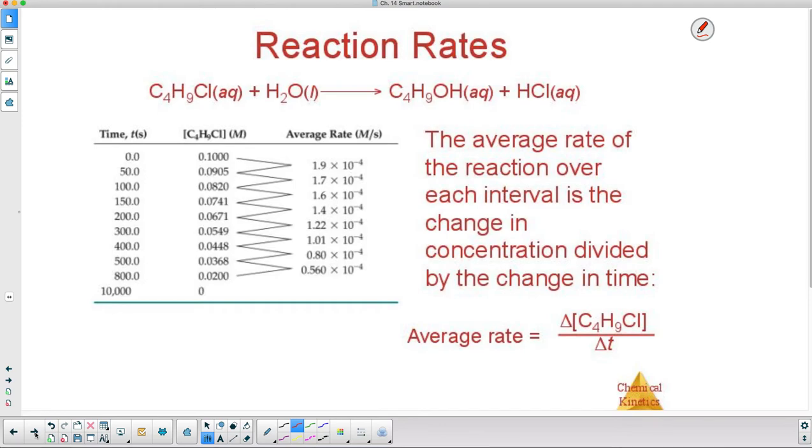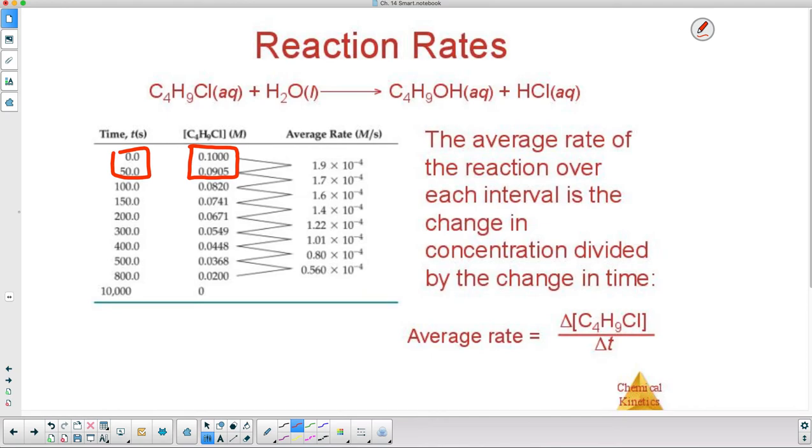So the average reaction rate is simply subtracting these two concentrations and dividing by whatever time change there is. So I would subtract these two, meaning 0.1000 and 0.0905, and divide by 50 seconds. And that gives me 1.9 times 10 to the negative fourth. Notice that this average rate of 1.9 times 10 to the negative fourth molarity per second decreases the further along you go.